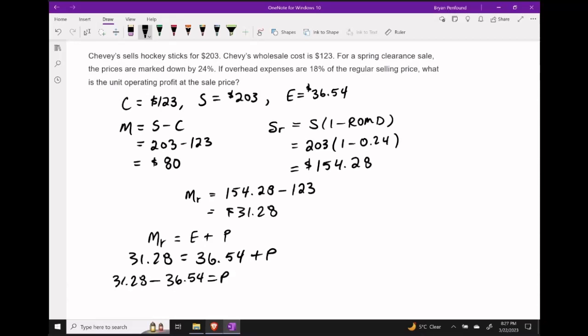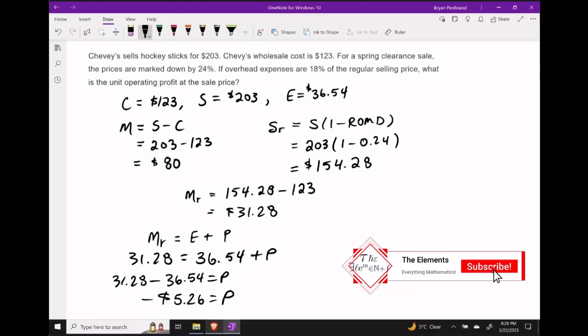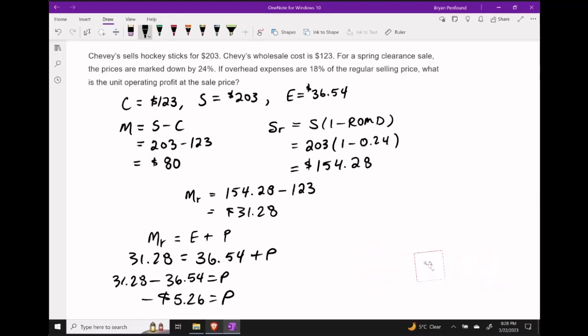So let's subtract $36.54 from both sides. We get that $31.28 minus $36.54 is about negative 5.26. So this means every time that we sell one of these items on our clearance sale, we actually make a net profit of about negative $5.26.